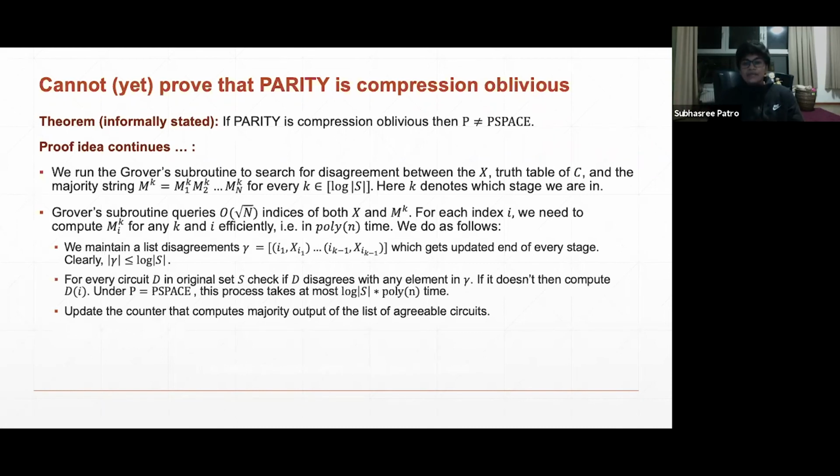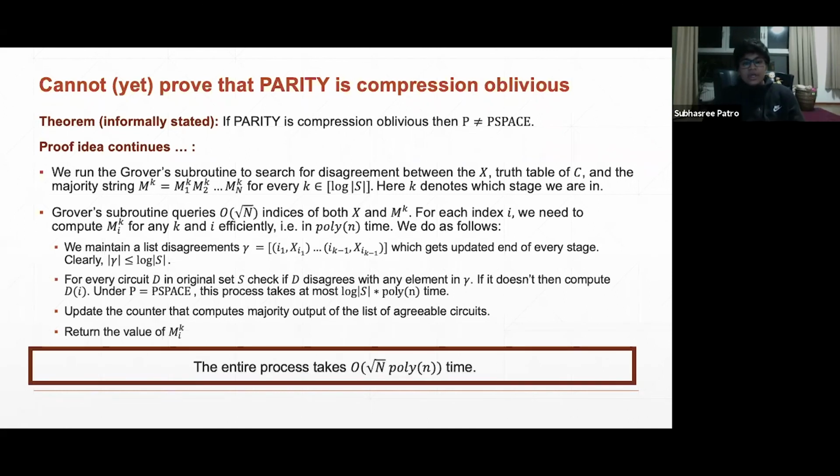But if it was agreeing, if it actually was matching the value of xi here, then I know that it is present in my final set S. But how do I compute majority or parity there? Majority there, I can again check for all such Ds. I can keep a count and check whether it evaluates to 1 or 0, right? So that way I can return this mi k in poly n amount of time.